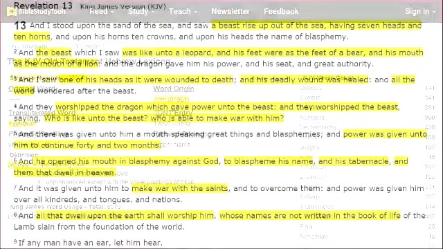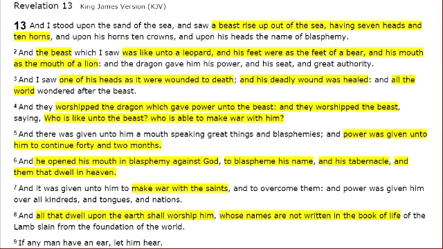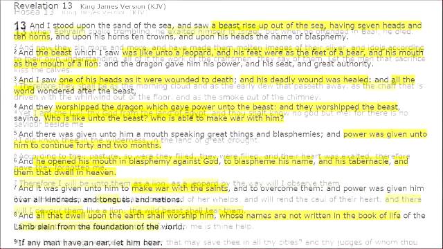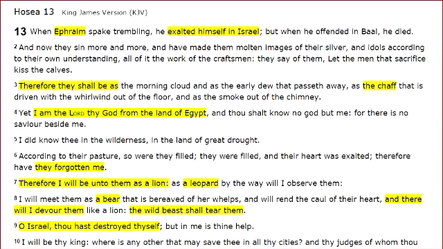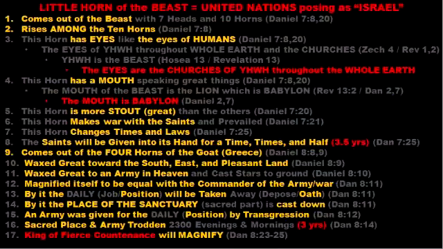Revelation 13 says, "The beast with 7 heads and 10 horns was like unto a leopard, had the feet of a bear, and the mouth of a lion." And Hosea tells us clearly that this refers to Lord Yahweh. This is extremely important and crucial in order to understand who the little horn is, because the eyes of the little horn of the beast refer to the churches of Yahweh throughout the whole earth, and the mouth of the little horn of the beast refers to the lion of Babylon.